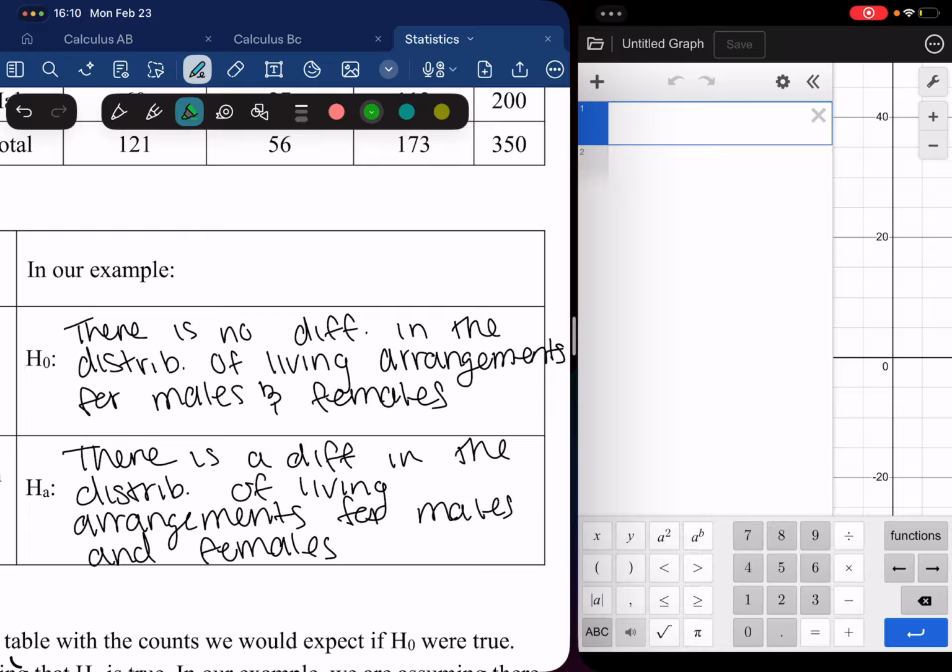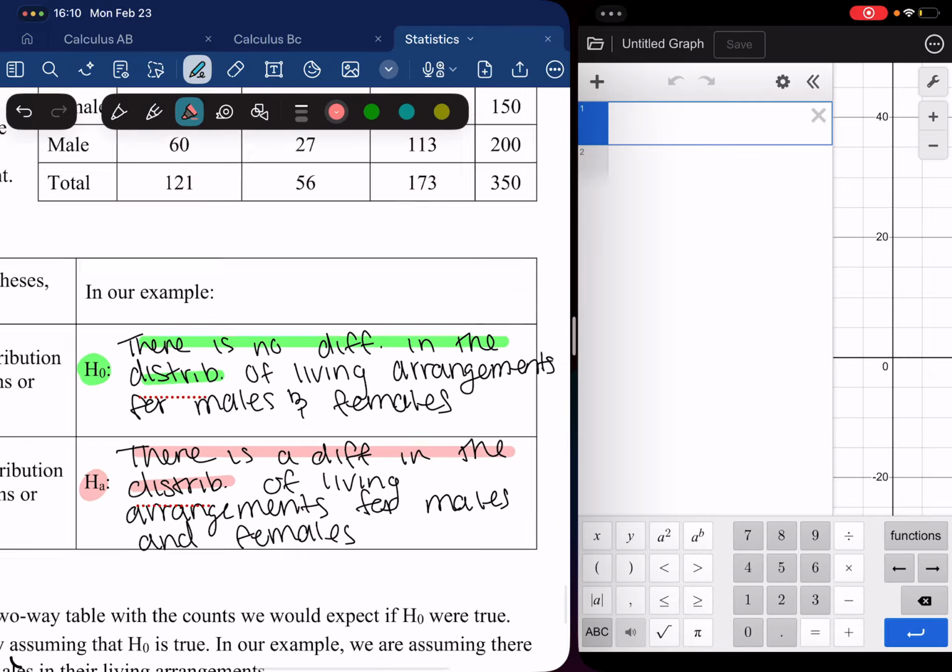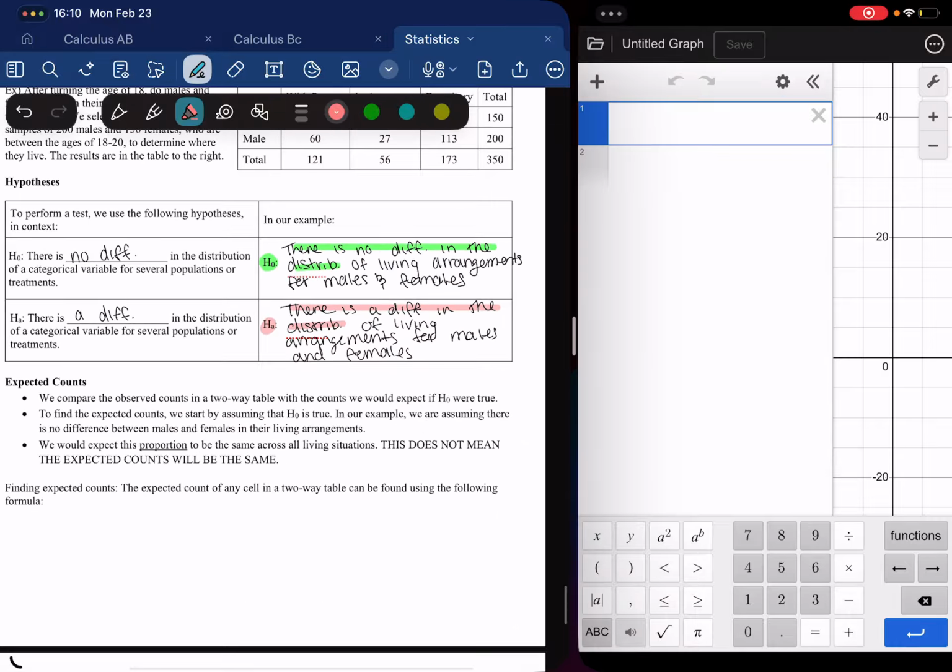Okay, notice for the null, we're saying there is no difference in the distribution, and then we write context. And then for the alternative, we say there is a difference in the distribution, then we write context. Okay, then it moves on to expected counts.